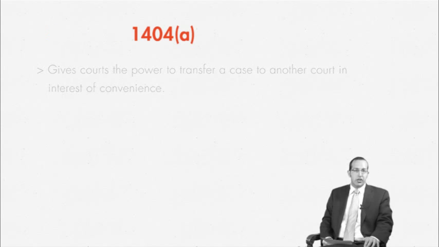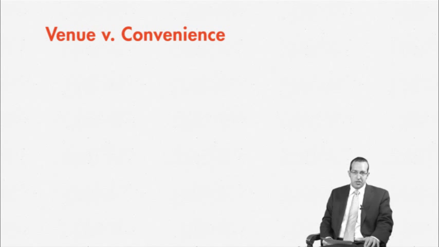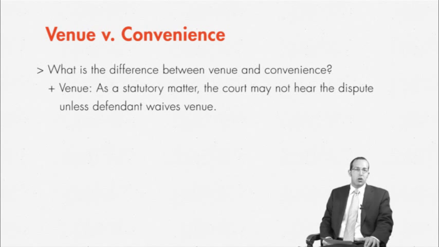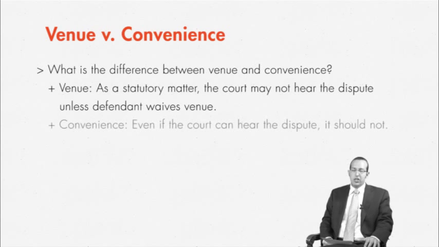Now make sure you understand clearly the difference between convenience and venue. If venue is improper, the court, as a statutory matter, may not hear the dispute unless the defendant waives venue. Convenience is different. Convenience says that even if the court can hear the dispute, it shouldn't, as a matter of, again, statutory law, but it's not banned from doing so. It has jurisdiction. It has the authority to transfer the case to another one if it wants to.